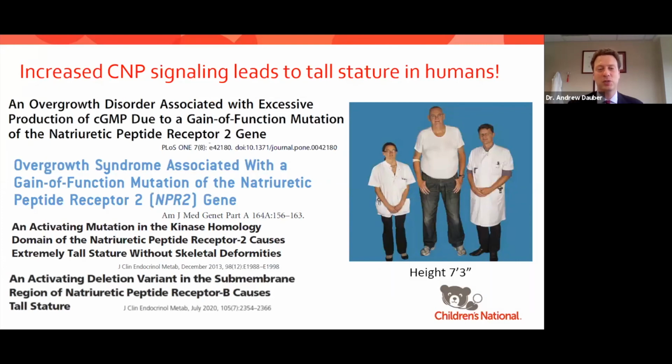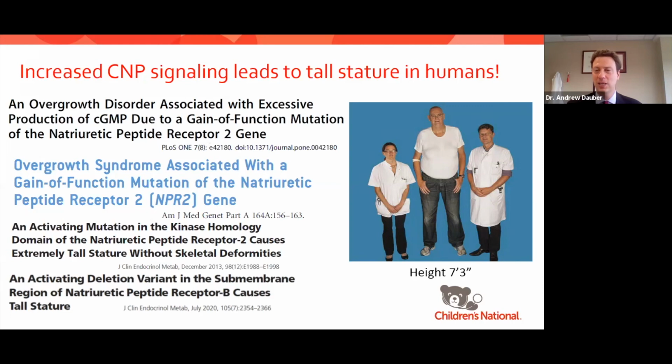And what was really interesting is, on the flip side of this, there have now been 4 papers, one of which was just published in July, showing activating mutations of the NPR2 gene. So these are where that receptor is turned on and thereby continues to promote growth. And these individuals in these 4 families all have significant tall stature.